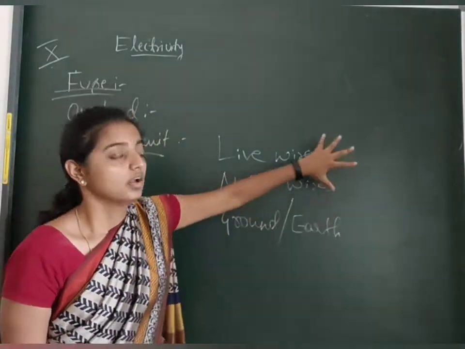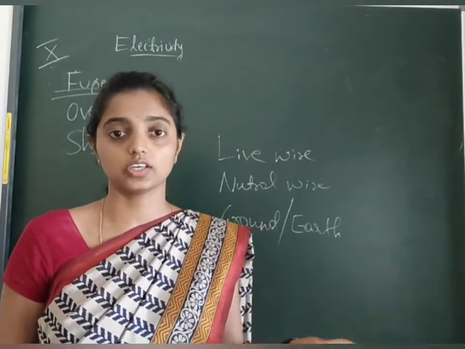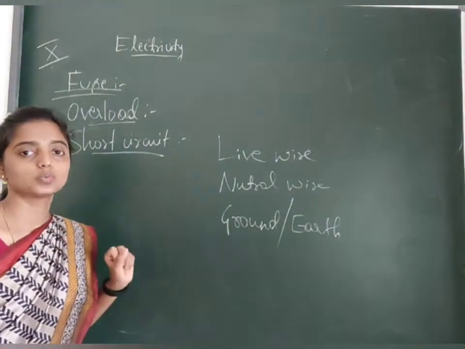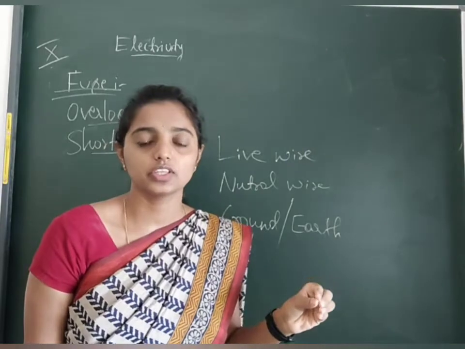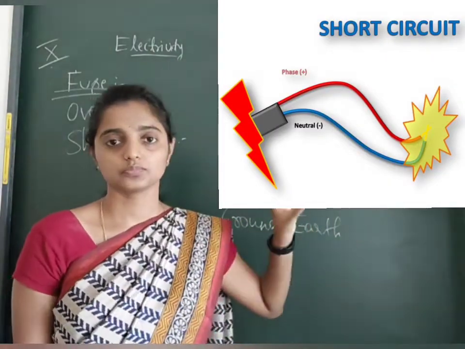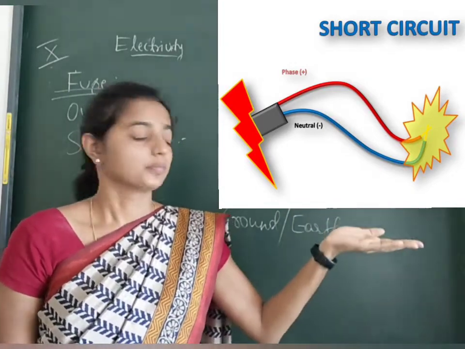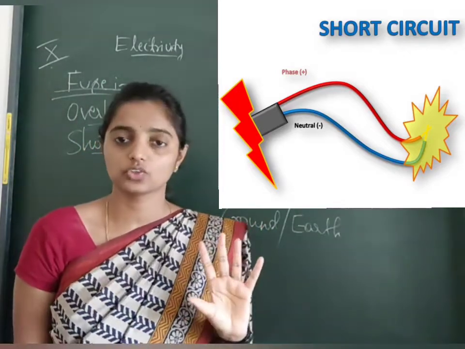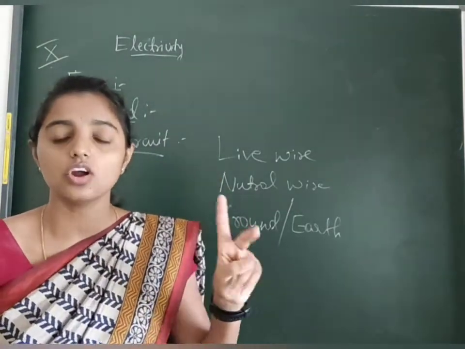Leave this one. The live and neutral wires are connected in such a way that they do not come in contact with each other. If they come in contact with each other, what happens? Short circuit takes place. Usually when they are manufacturing, they make sure the wires do not come in contact with each other. Apart from that, manufacturing defects can also cause short circuit. So there are 2 reasons for this short circuit.